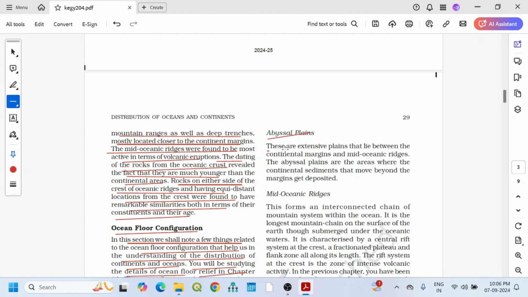Abyssal plains. These are extensive plains that lie between the continental margins and mid-oceanic ridges. The abyssal plains are the areas where the continental sediments that move beyond the margins get deposited.